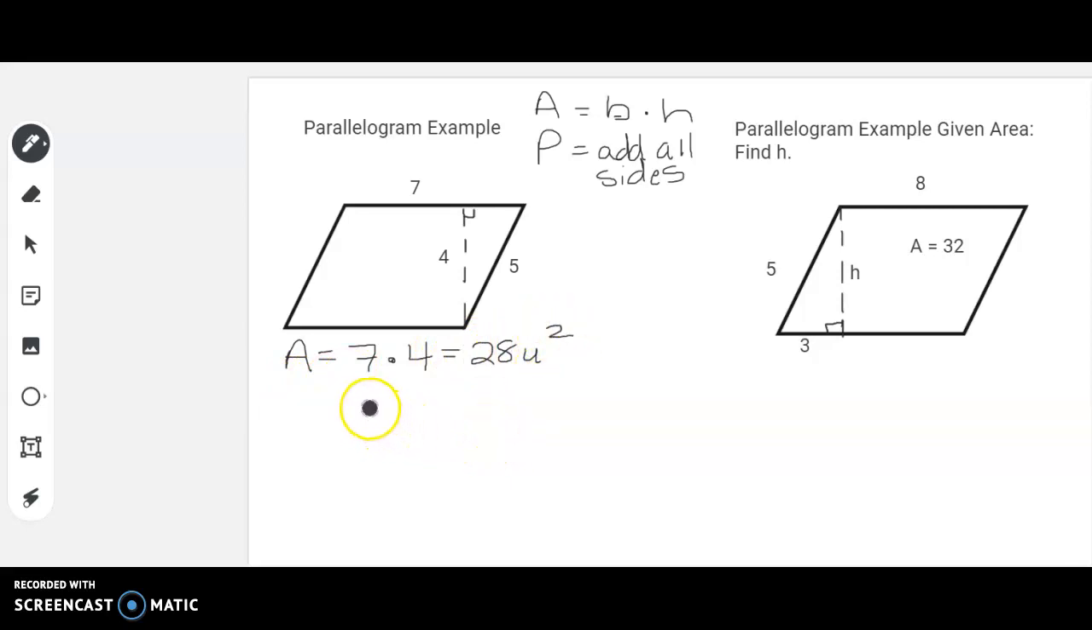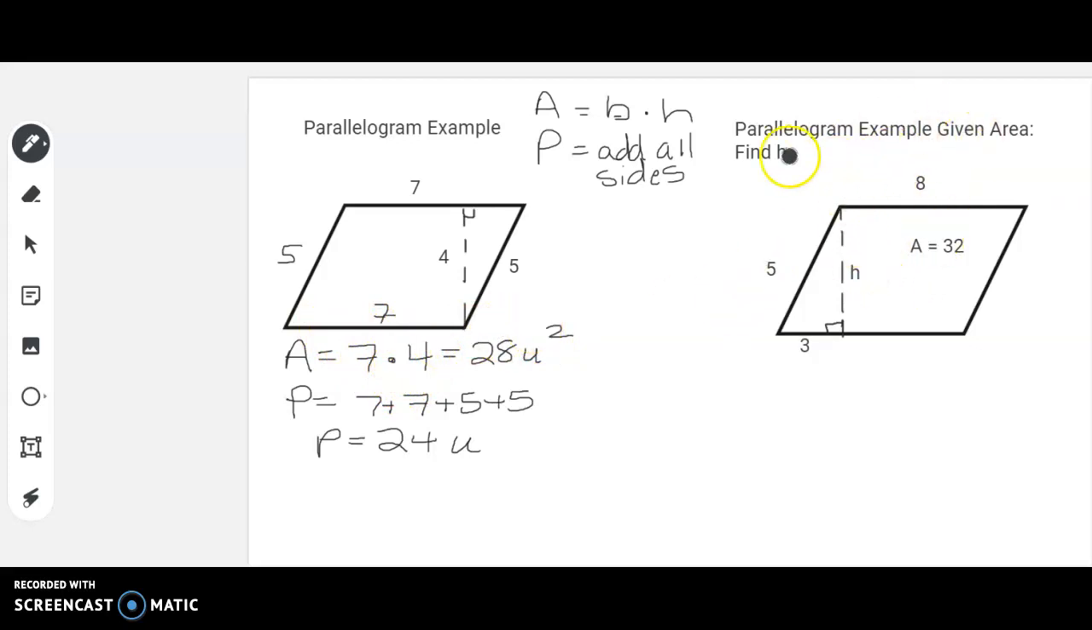Now for the perimeter, I'm going to add all 4 sides together, and based on our properties, if this base is 7, then the opposite side is 7. If this side is 5 on the right, then this side is 5 on the left. So then I'm just going to add them all together. So 7 plus 7 plus 5 plus 5, and that gives me 24. So my perimeter is 24 units. And again, because it's one-dimensional, I'm adding all the sides together, it's going to be units. On the area, it's units squared because I'm multiplying the dimensions together.